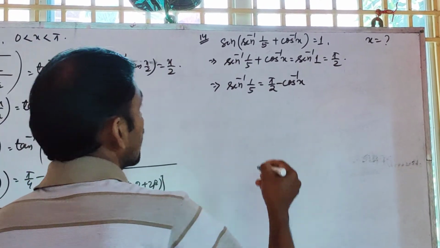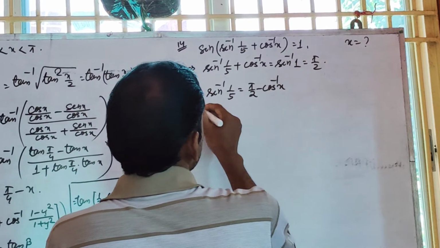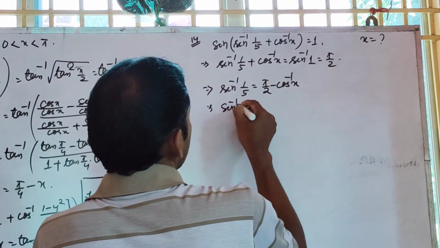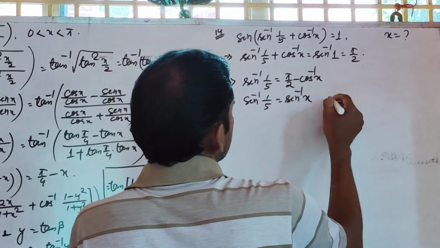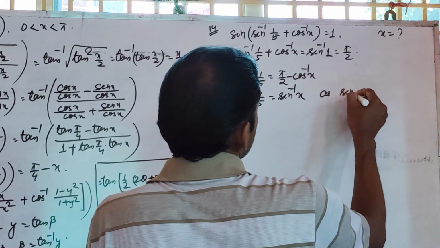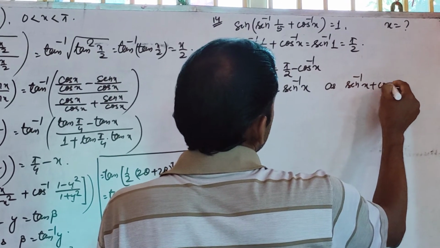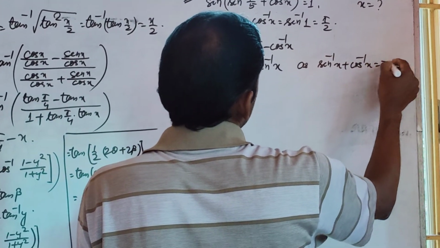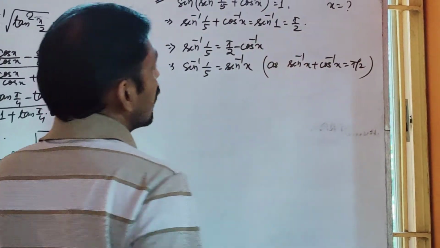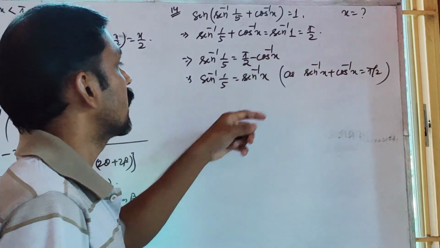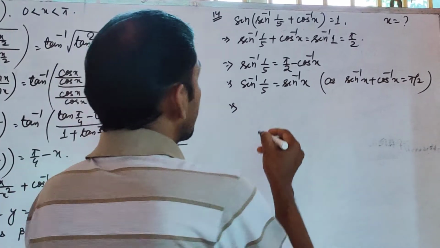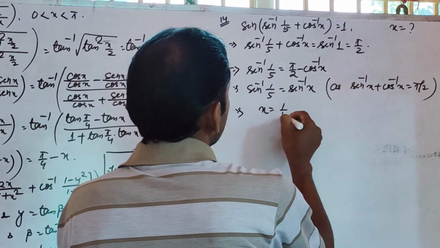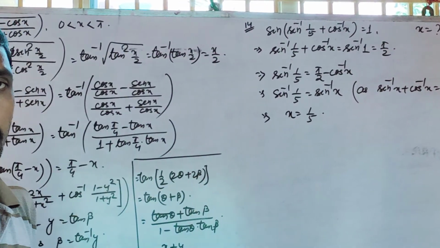Put it in this. And this is nothing but sin inverse 1 by 5 equal to sin inverse x, because we know sin inverse x plus cos inverse x equal to pi by 2. So here pi by 2 minus cos inverse x. Now here both sides have the sin inverse function, so we get x equal to 1 by 5. This is the value of x.